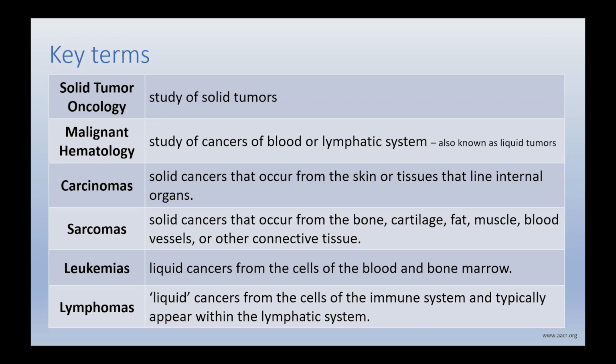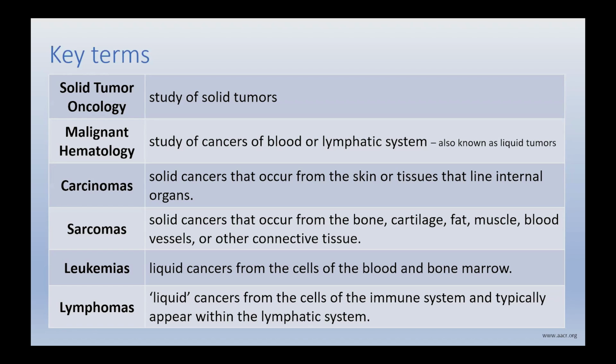Solid tumor oncology is the study of solid tumors, so those that arise from organs such as the lung, breast, prostate, liver. Malignant hematology is a study of cancers that are more of a liquid, which originate from the blood or lymphatic system. So just a good thing to keep separated in our minds is the difference between solid tumor oncology and malignant hematology. Both of these are cancers, just they have a different form in the body, and therefore they move differently, act differently, and are treated differently.